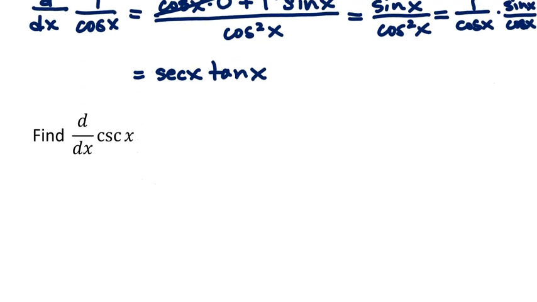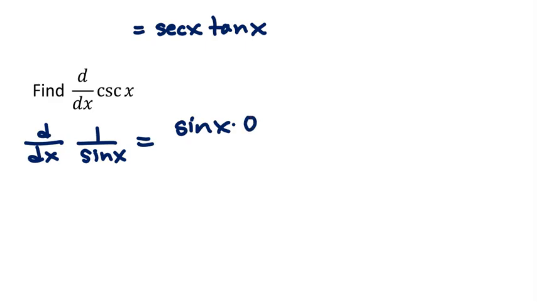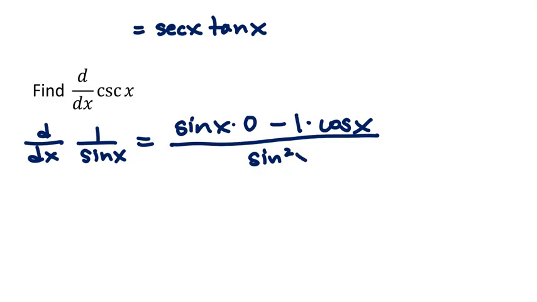Okay, last one. So again, you just saw a really similar one. Try this one on your own if you're up for it. Cosecant is 1 over sine. So if we apply a quotient rule, we'll get the bottom times the derivative of the top, which is 0, minus the top times the derivative of the bottom, which is cosine x, all over sine squared x. So this is negative cosine x over sine squared x.